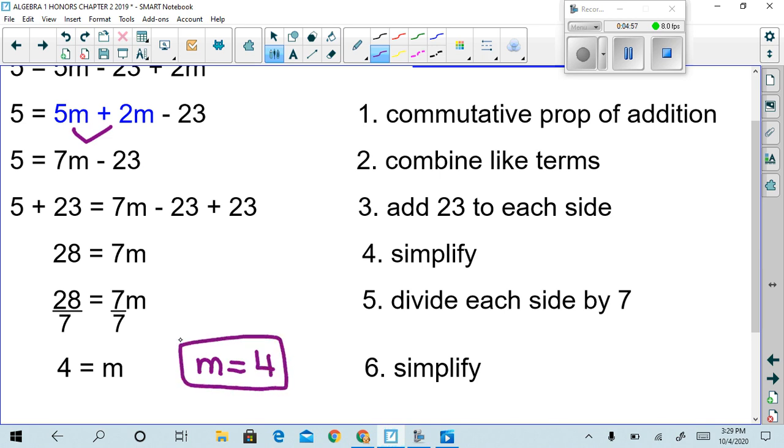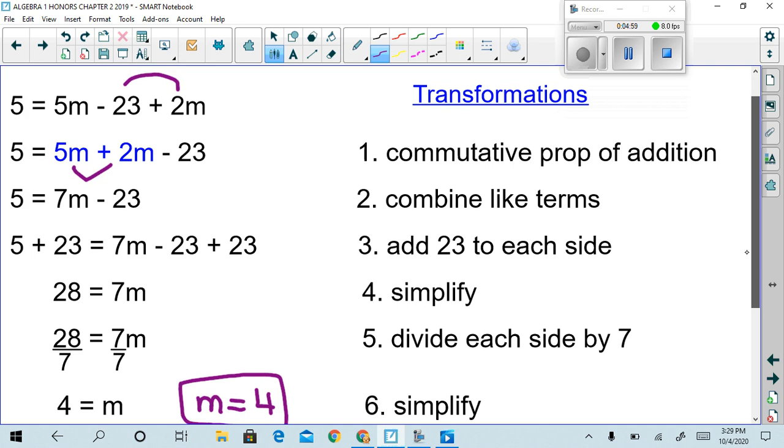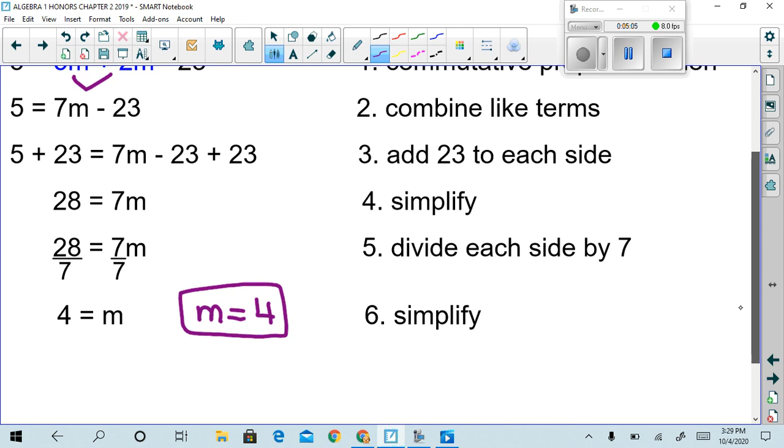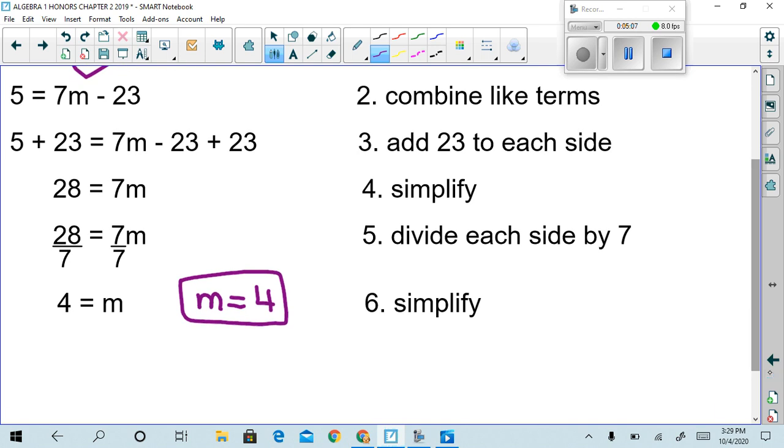If I take this number once again and plug it in everywhere there's an m, replace it with 4, and do the math, everything should work out. So those were some problems on the two-step. And again, not adding anything new probably to what you've already done in the past.